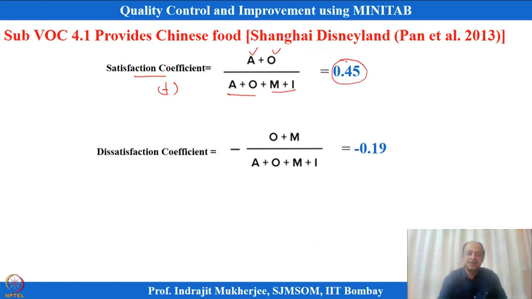This is the specific satisfaction coefficient for this dimension, or for this specific sub voice. Similarly, we can calculate a dissatisfaction coefficient, which is given by O plus M divided by the total summation of A plus O plus M plus I. This comes out to be minus 0.19. So, for every sub voice we can have a satisfaction coefficient and a dissatisfaction coefficient.